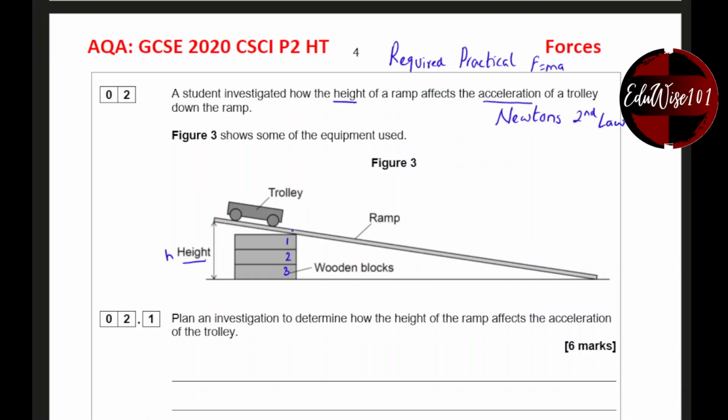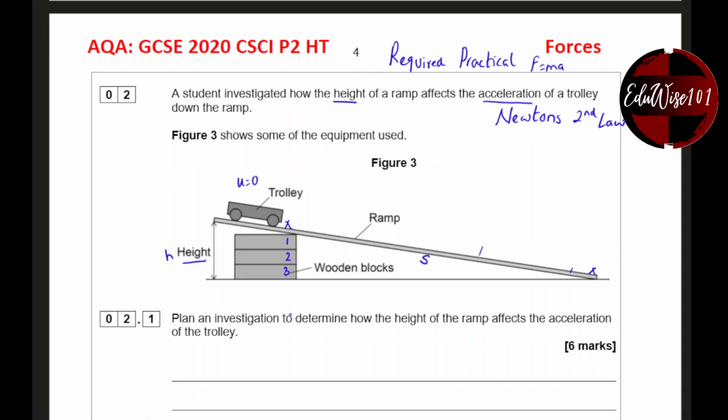Now in order to find the acceleration, I will need a couple of things. I can find out acceleration is change in velocity divided by time. So the initial velocity is 0. I can find the velocity between 2 points over here by measuring the distance. Or I can find the total distance traveled, let's say from there to there, and let's say that distance is s, and I can use SUVAT equations as well.